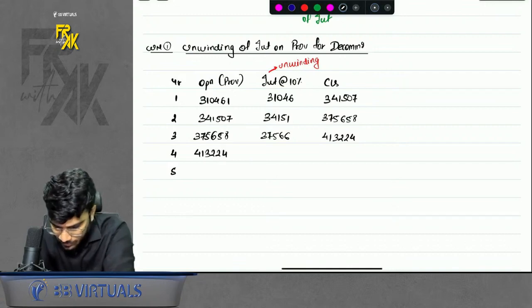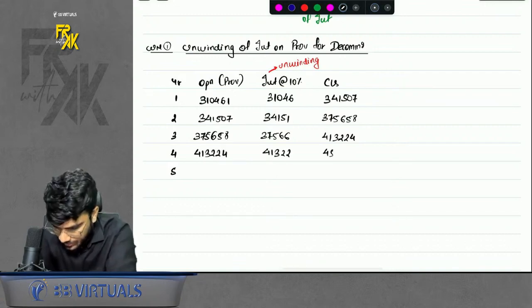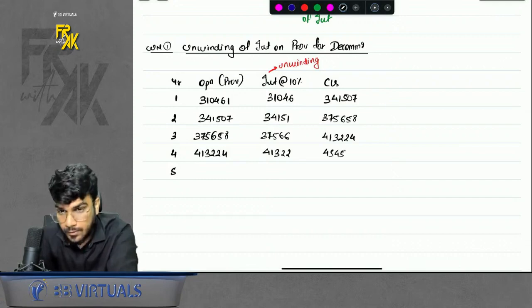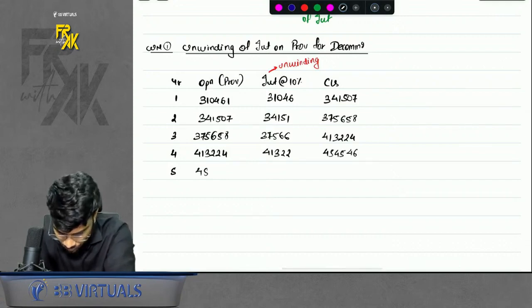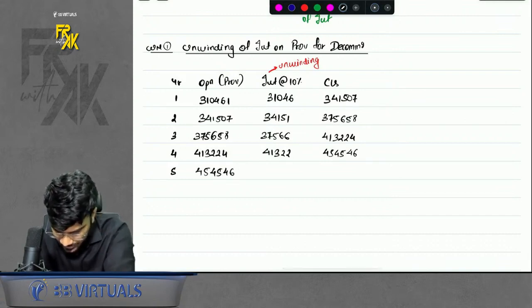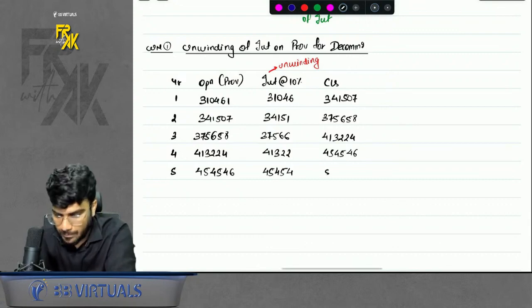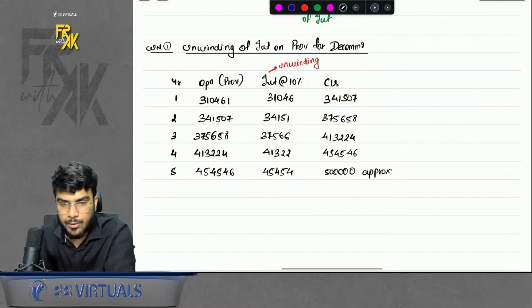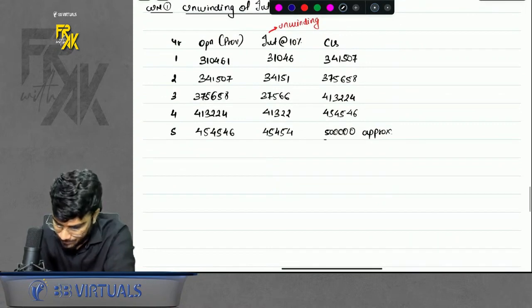Over this opening apply 10%, that is 41322 maybe. So this becomes 454546. So you will take 454546, apply 10%, 4545, let's say 4 only. Total will be 5 lakhs approx. Of course, don't fight over 1 or 2 rupees, it is fine. But the approximate total comes to 5 lakhs.